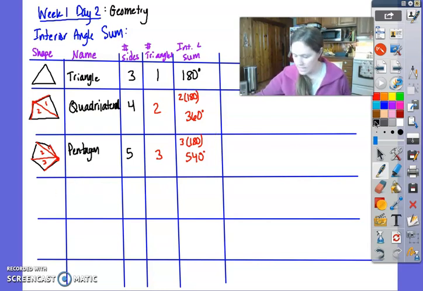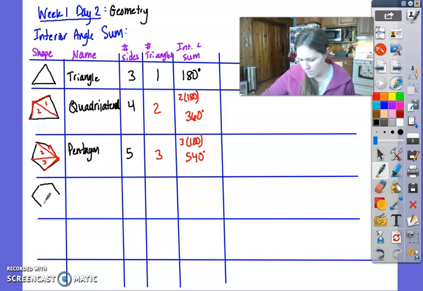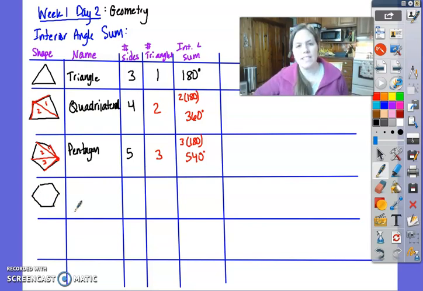Things are going to start getting exciting with my drawings. I think I can do a hexagon pretty well. 1, 2, 3, and then 1, 2, 3 to make my 6 sides. And again, it is called a hexagon.